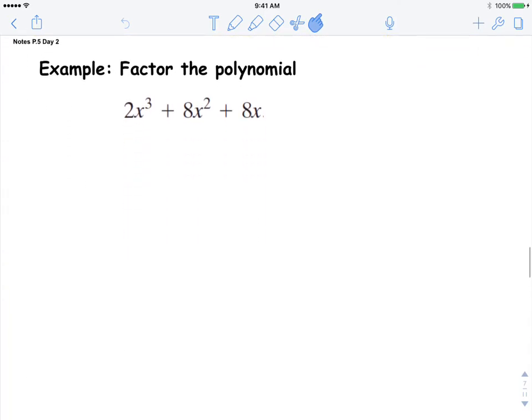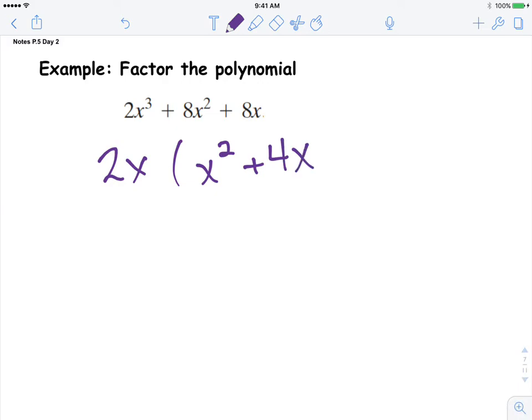So here's our first example of that set. Look for the greatest common factor first. In this example, you can factor out a GCF of 2x. So what you're left with is x squared plus 4x plus 4.